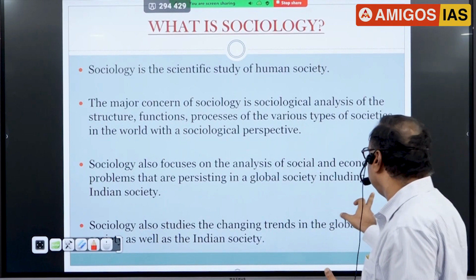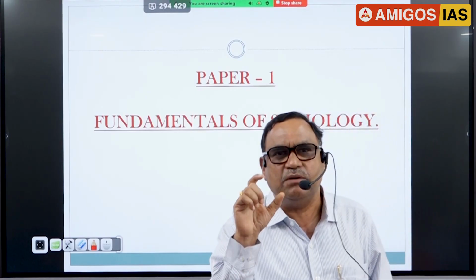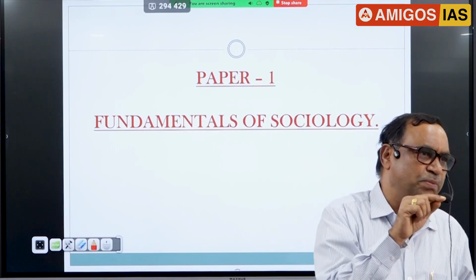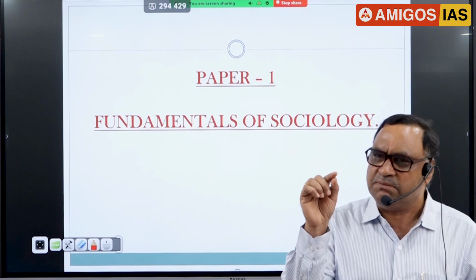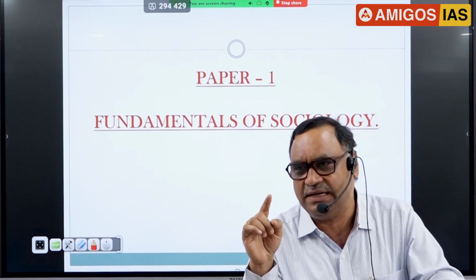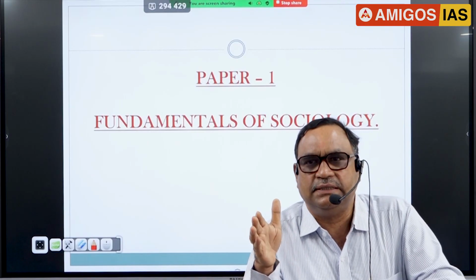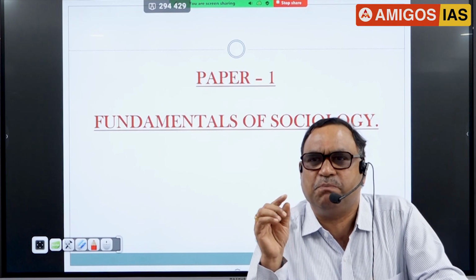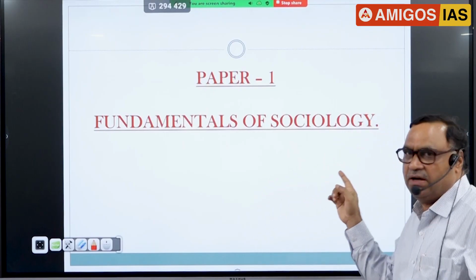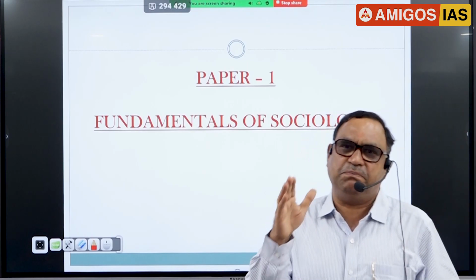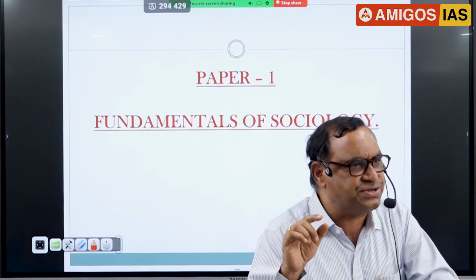Then let me tell you that if you look at the syllabus of UPSC mains examination, you know very well each optional subject there are 2 papers, right? In any optional, paper 1 and paper 2. And as far as sociology is concerned, paper 1 deals with the fundamentals of sociology, and paper 2 is concerned with Indian society structure and change.